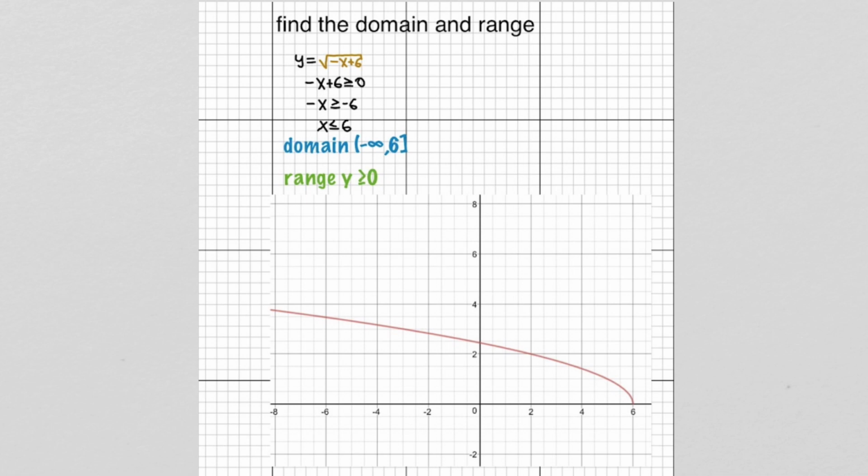Finding the domain and range of y equals square root of negative x plus 6. Okay, so we solve it and we get x is less than or equal to 6. So the domain is going to be negative infinity to 6. And the range is going to be y greater than or equal to 0.